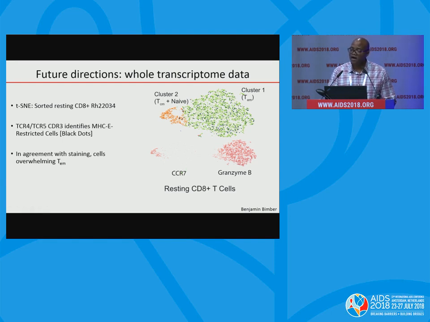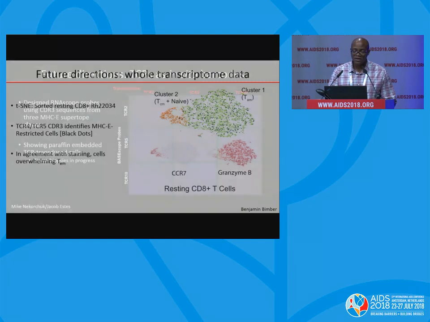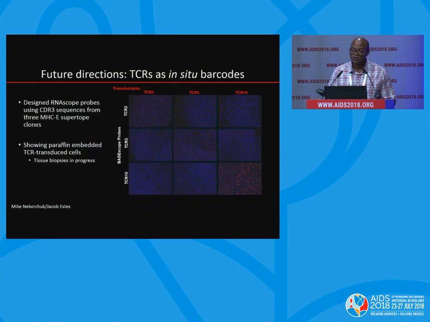Another benefit of having these clonotypes on hand is we can actually go back to tissues. We haven't done all the analysis on tissues yet, but just as an example, looking at some of our transductants with RNAscope probes, where we can see that TCR2, TCR5, and TCR10 are specifically labeled with their given probes with very little overlap.